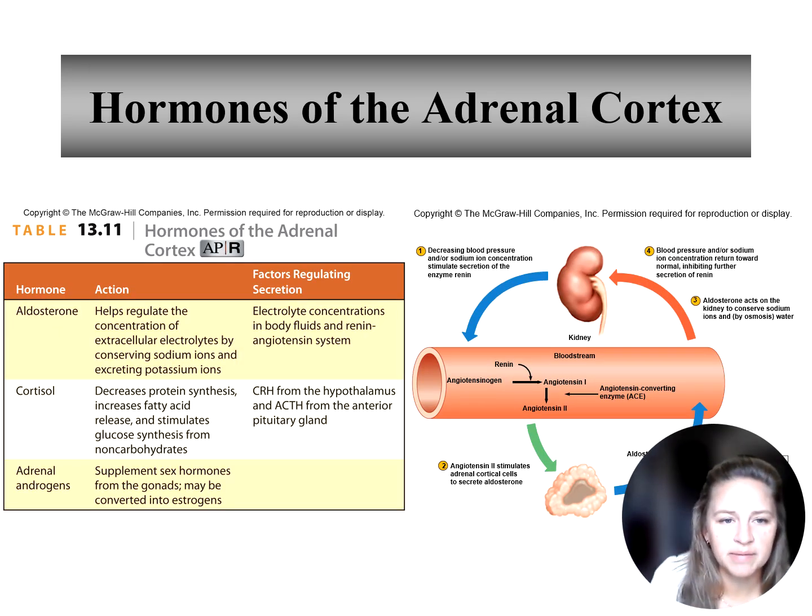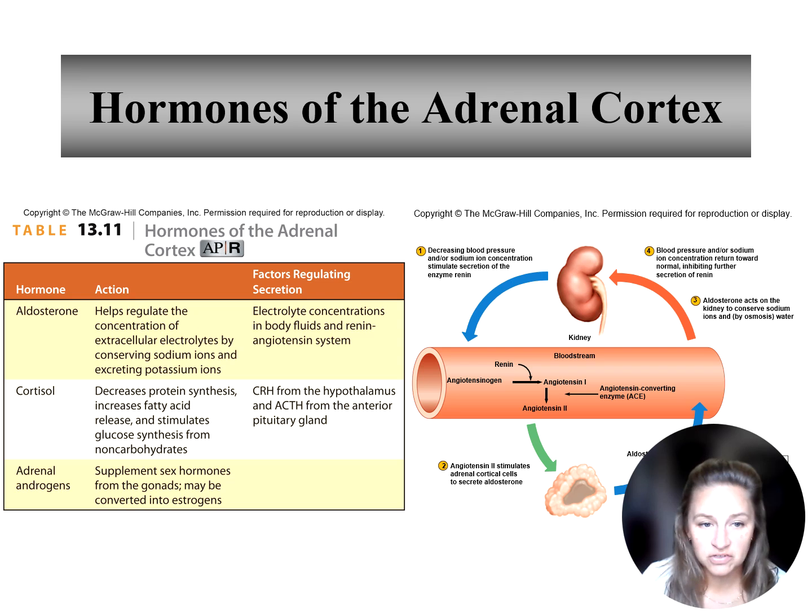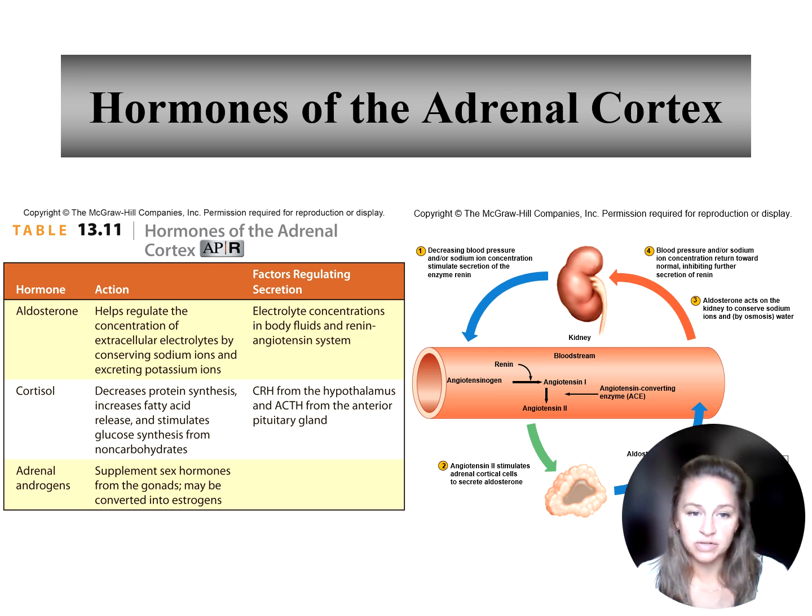So this is showing how these hormones of the adrenal cortex, aldosterone, cortisol, and adrenal androgens, are regulating different processes like blood pressure. They regulate ions, the ions that are in the water in our cells. Cortisol is important in stress responses, so it helps our body respond to stress differently. And then the adrenal androgens, these are the sex hormones from the gonads that can maybe be converted into estrogen, depending on the sex.